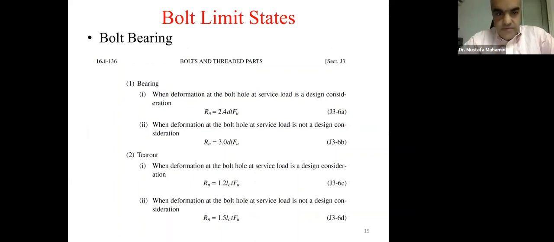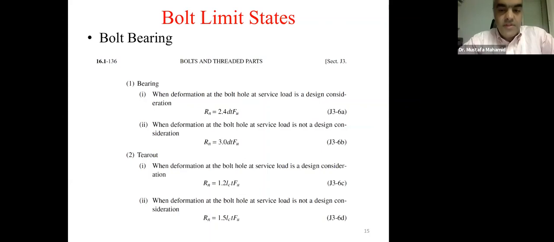And here we have, for example, we talked about the first equation, J3-6A. This equation is used when deformation at the bolt hole at service load is a design consideration. So if the deformation is a design consideration at a bolt hole, we use this. But if the deformation is not a design consideration, we can get higher capacity. So Rn will be 3.0 times d times t times F sub u.